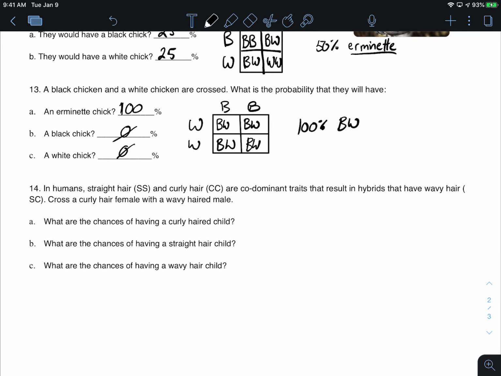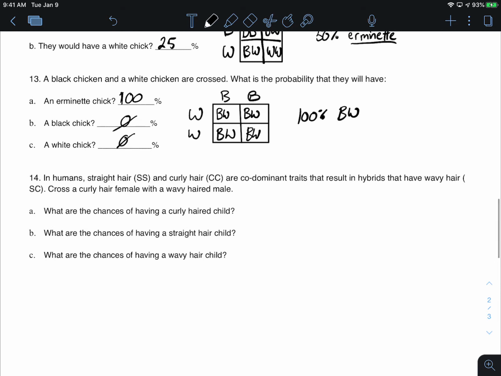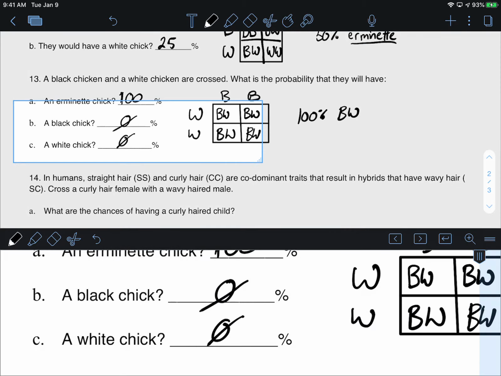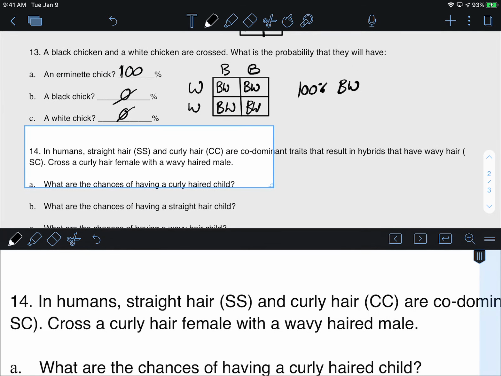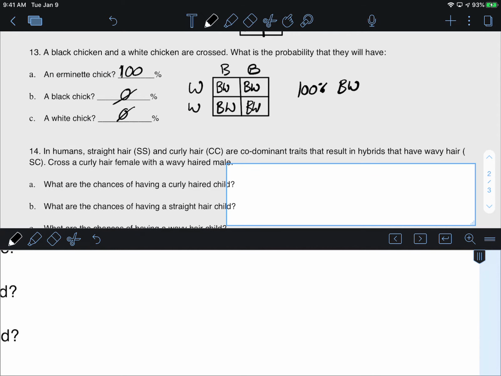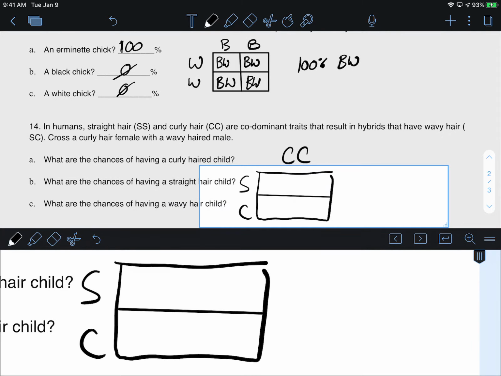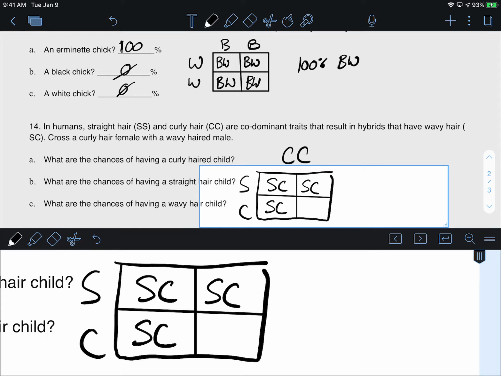All right. Straight hair and curly hair are also codominant traits, and this can result in wavy hair. So if you cross a curly-haired female with a wavy-haired male, so curly hair is CC, then we can see that the result would be CS, or I guess they weirdly put SC, SC, or no, CC, and CC.